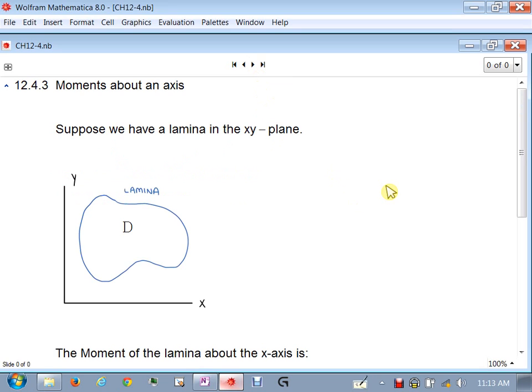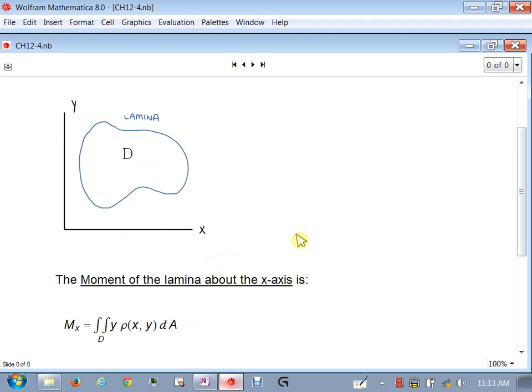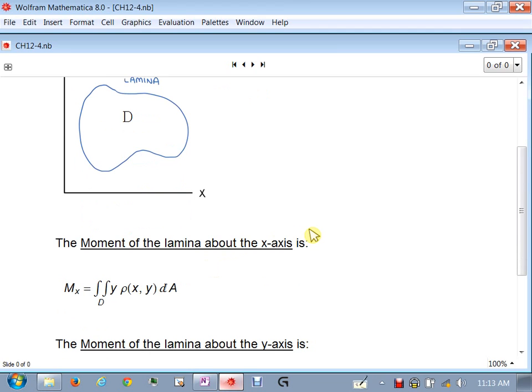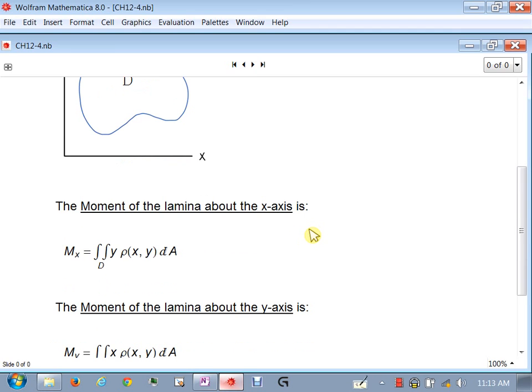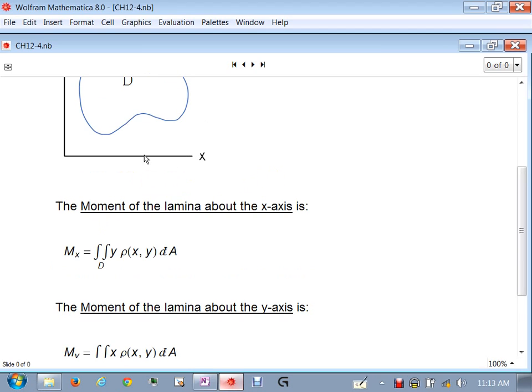All right, so suppose we have a lamina in the xy plane. Same thing. The moment of the lamina about the x-axis. Have you all heard of moments? Moments of inertia. Okay. A moment of the lamina about the x-axis. So here's the x-axis right here, right? The moment about the x-axis, capital M sub x, is the double integral over D of y times rho of xy dA. The dA is the same. The only difference is this y right here.